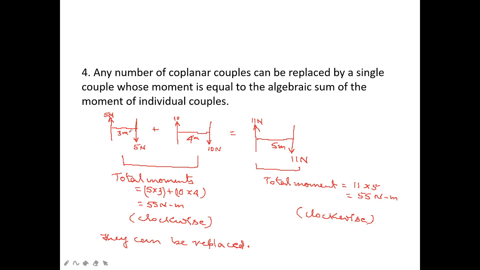Now here, what is the moment of this couple? The moment of the couple is 15, and moment of this couple is 40. Now, because the sense is clockwise in both the cases, if you add, we are getting 55 Newton meter clockwise. And moment of this couple is also 55 Newton meter, and the sense is also clockwise. That's why these two couples can be replaced by this single couple.